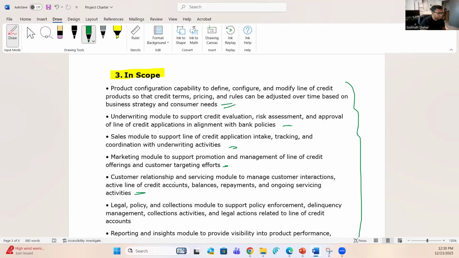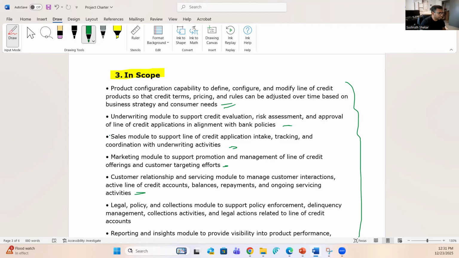Next is the customer relationship and servicing module to manage customer service interactions, active line of credit accounts, balances, repayments, and ongoing servicing activities. Meaning there is a complaint or maybe a customer has a question, they'll call customer service and customer service should help. In order to do all that, we need applications. In order to track all that, we need application modules. So we need to build that for line of credit.